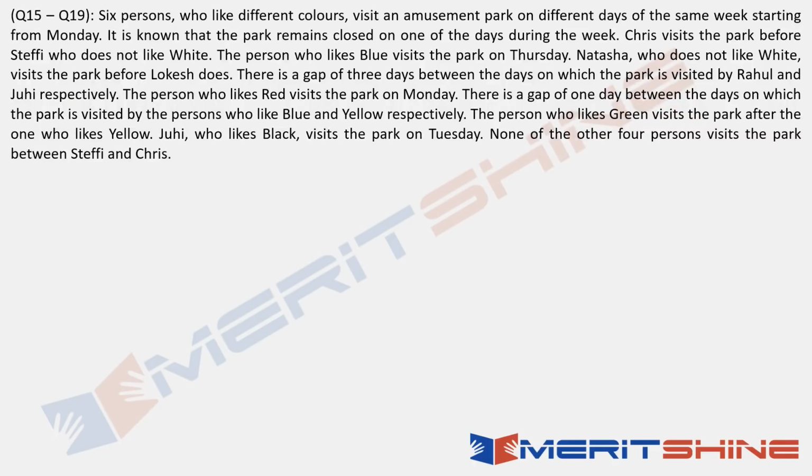This is again a puzzle, again a type that you've done so many questions of. Simple question, ordering, basic ordering, linear arrangement. Question number 15 to 19. 6 persons who like different colors visit an amusement park on different days of the same week starting from Monday. So Monday to Sunday there will be 7 days. The park remains closed on one of the days during the week. So one day would be off and the rest 6 days, 6 persons, right?